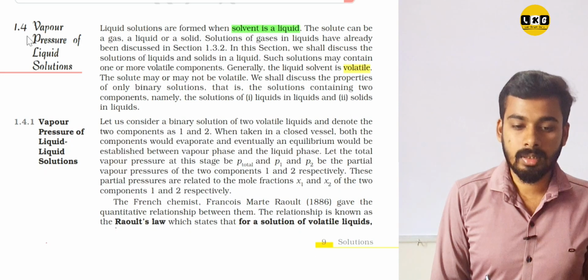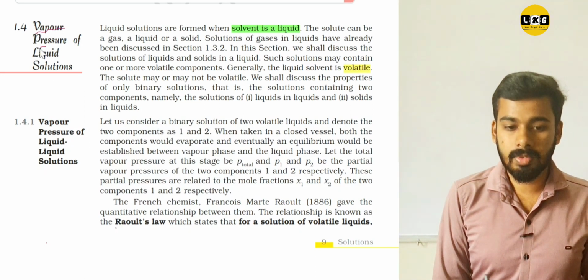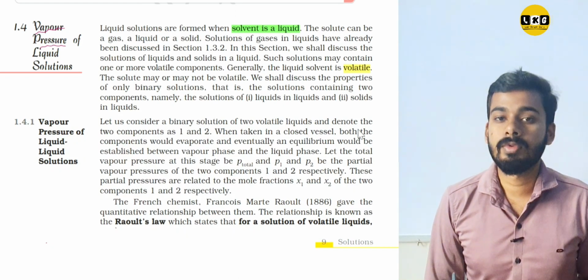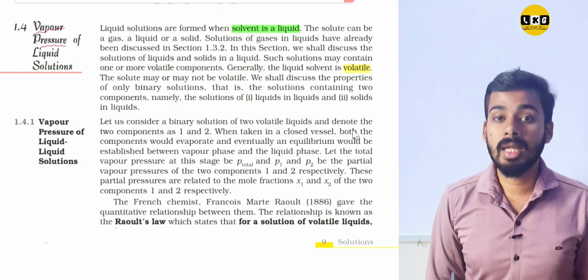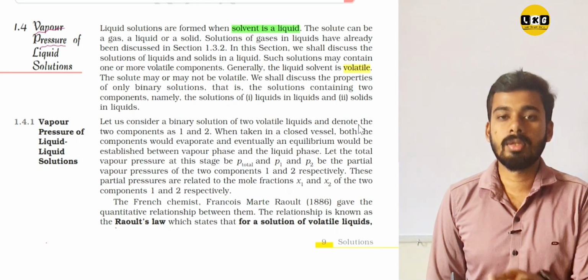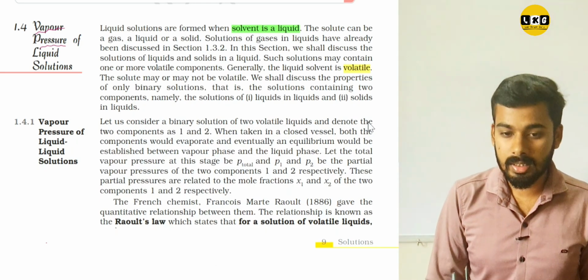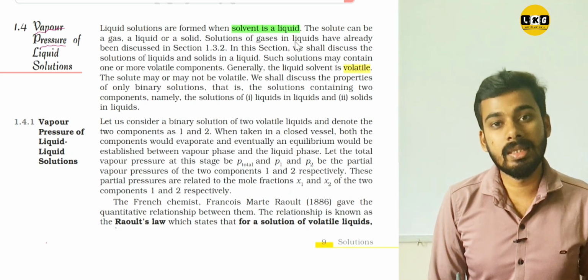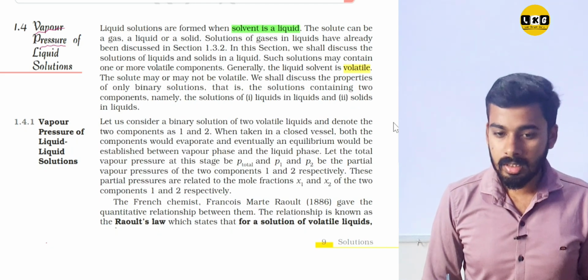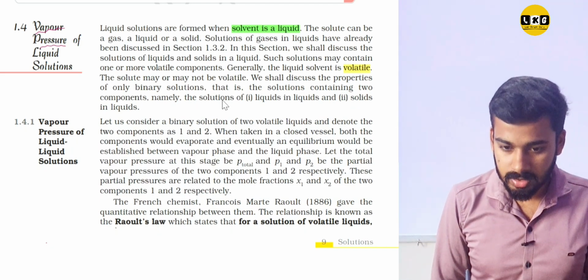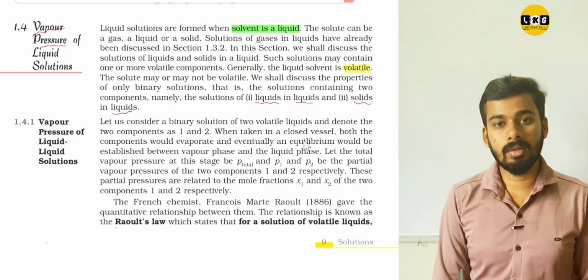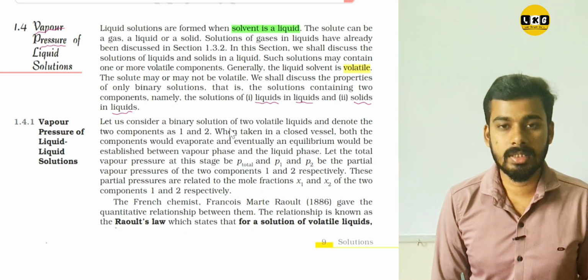There comes a concept known as vapor pressure of liquid solutions. What is vapor pressure? We shall see in detail. The liquid solutions are formed when the solvent is in liquid state. The physical state of the solution is decided by the solvent. When the solvent is liquid, the overall solution will be liquid only. I have highlighted here: solvent is a liquid phase. The solute can be a gas or liquid or solid. But here we shall study only the solutions of liquids in liquids and solids in liquids. Gases in liquids we have already learned. The remaining two are liquids in liquids and solids in liquids.